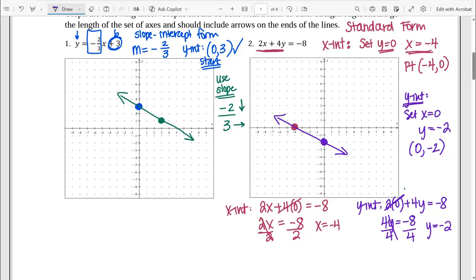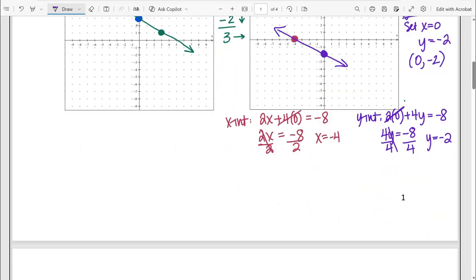Now there are other options. You could have taken your 2x plus 4y equals -8, solved for y and graphed, but please note that that often causes more problems, easier to make mistakes along the way. So the rest of this lesson is just practicing that.